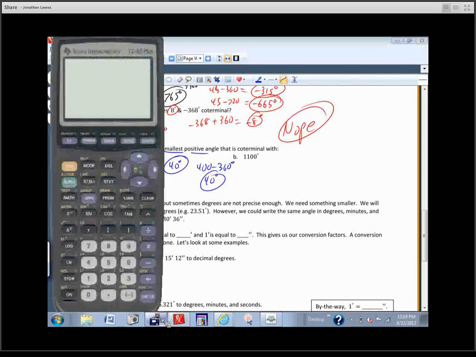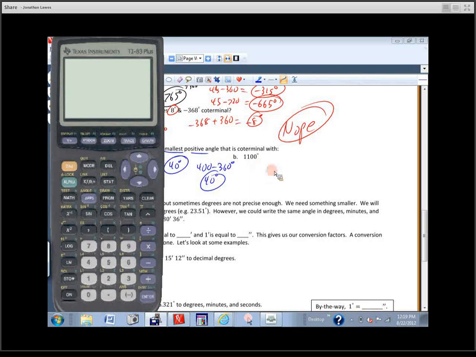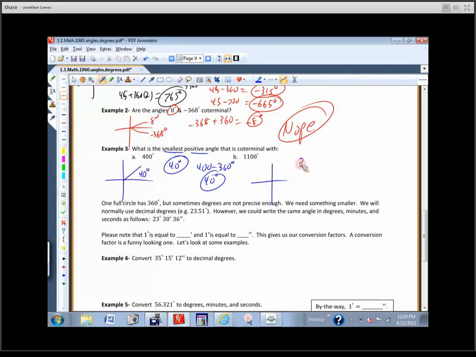All right. So let's take a look at this one right here. 1100 degrees. Okay, that's a little harder. Let me give you a quick way to do this. Take 1100, subtract 360. Okay, that's not a very small positive angle, so let's subtract 360 again. 380. Subtract 360 again. That's going to be 20 degrees.